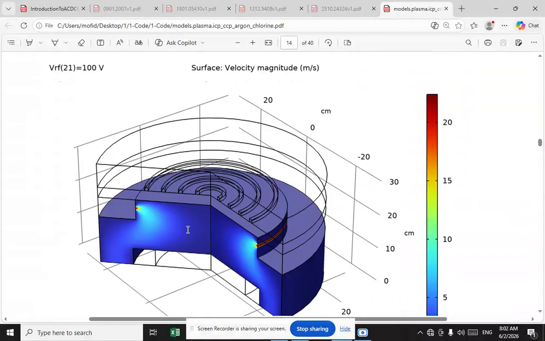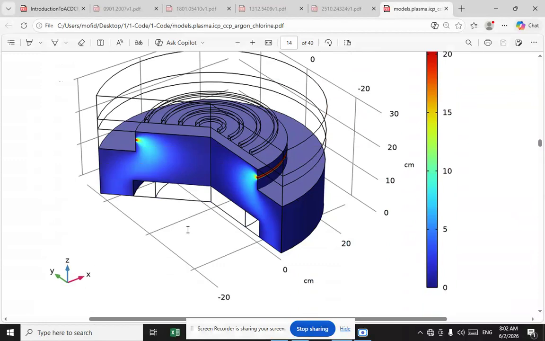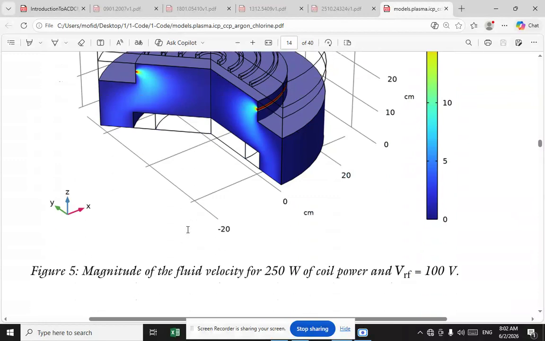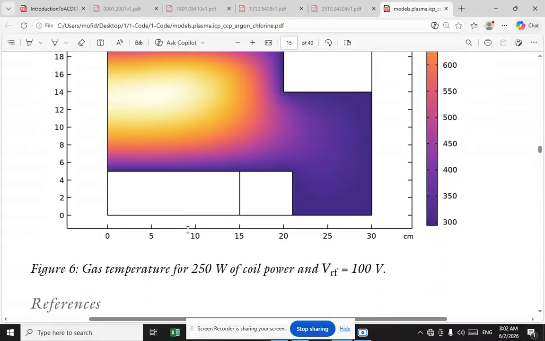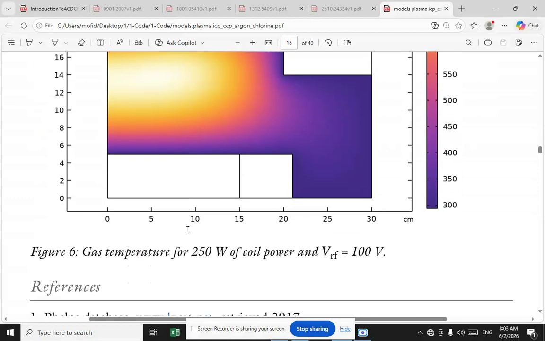Another is surface velocity magnitude in meters per second. Figure 5 shows magnitude of the fluid velocity for 250 watts of coil power and radio frequency voltage equal to 100 volts. And another is Figure 6, illustrating gas temperature for 250 watts of coil power and radio frequency voltage equal to 100 volts.